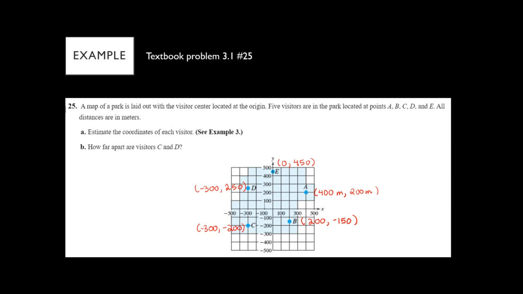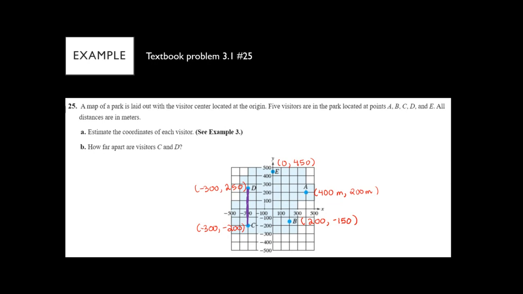B says how far apart are visitors C and D. So that is the distance between them. So we're looking for the distance. How long is this line between these 2 points? And so you can count, well, how many boxes did I go through? And each box is worth 100. And you can count those. Or you can subtract your Y values.